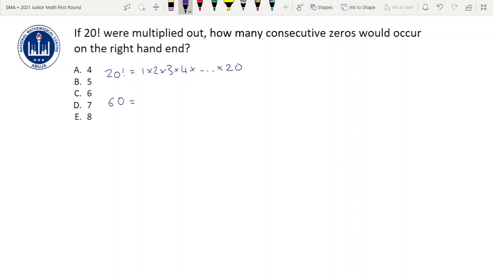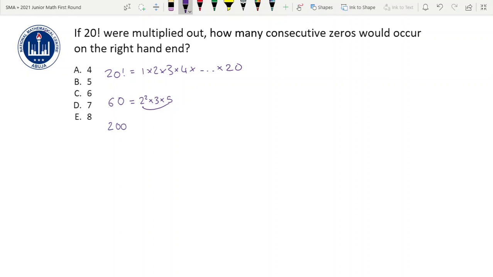So if you write out the prime factorization of 60, that would be 2 raised to the power 2 times 3 times 5. The reason why 60 has 1 zero at the end is because a 2 in its prime factorization multiplies by a 5 to give us 10. So that's the reason why we have 1 zero at the end.